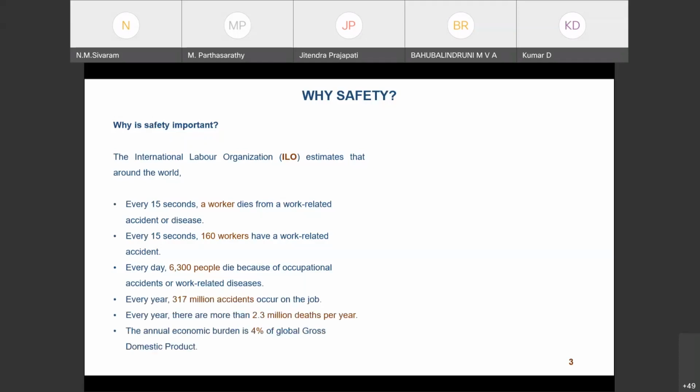Looking at the other statistics, every year around 317 million accidents occur on the job. That is normal work, and out of the 317 million, about 2.3 million deaths occur every year. And when you take the loss accounted because of these accidents or this unsafe work environment, it is approximately 4% of the global gross domestic product, that is the GDP. So if you can reduce the number of accidents, obviously it is going to improve the economy of the country, and subsequently the economy of the world.